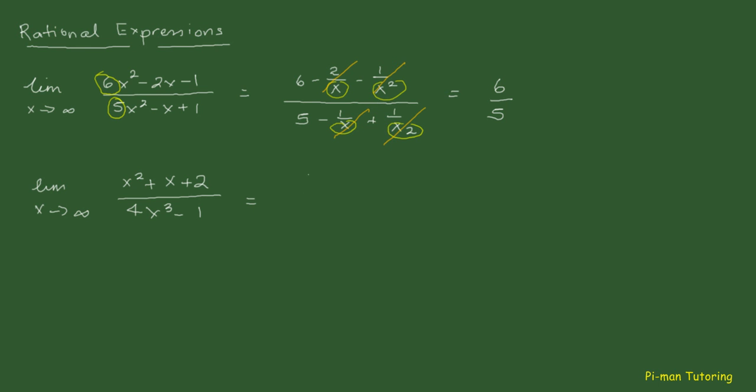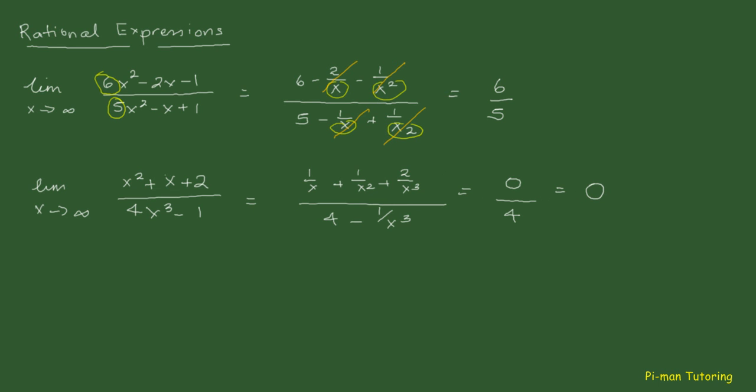So we get x squared over x cubed gives us 1 over x. X over x cubed will give us 1 over x squared. 2 over x cubed will give us 2 over x cubed. And on the bottom, we're left with 4x cubed divided by x cubed minus 1 divided by x cubed. And I think you can see that as x tends to infinity, everything on top here will tend towards 0, and the denominator will tend towards 4. And so in this case, our function is tending towards 0.